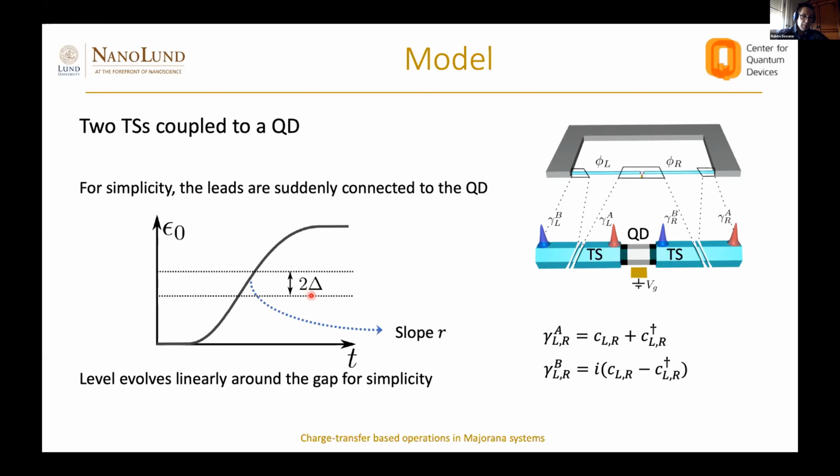Let me say that we consider that the quantum dot level energy is tuned from very far below to really above the superconducting gap. And the important parameter here is the slope around the superconducting gap, which is considered to be constant. And this is the relevant parameter that will determine the adiabaticity of the process.